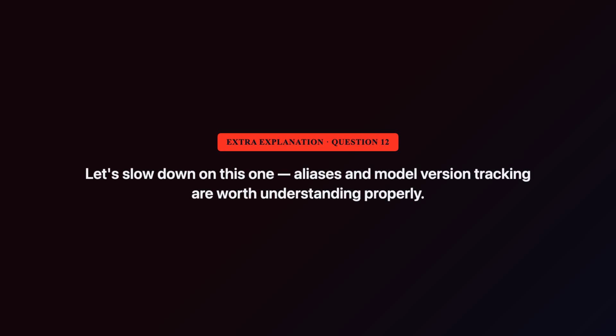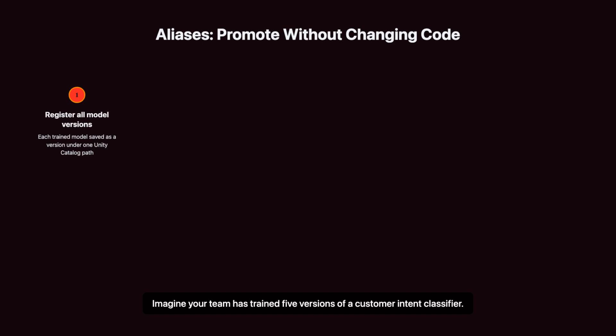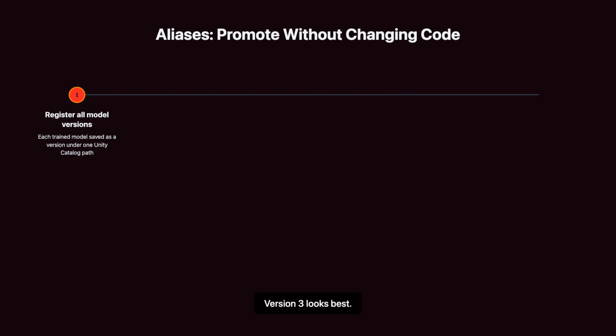Let's slow down on this one. Aliases and model version tracking are worth understanding properly. Imagine your team has trained 5 versions of a customer intent classifier. Version 3 looks best, but your serving endpoint is already live. You don't want to redeploy it.